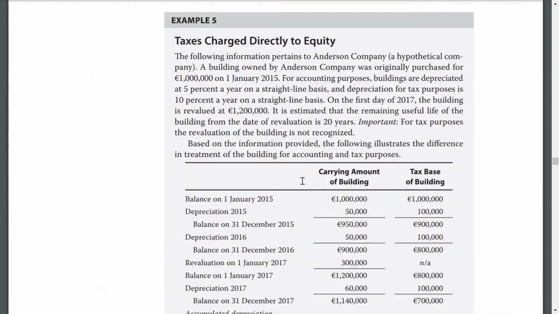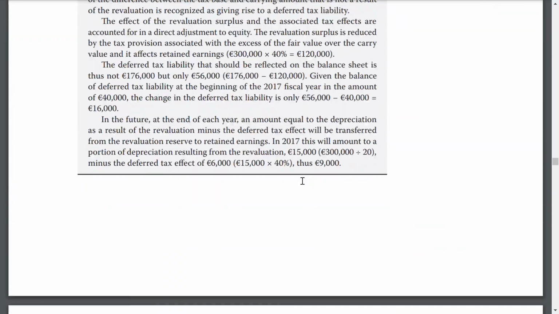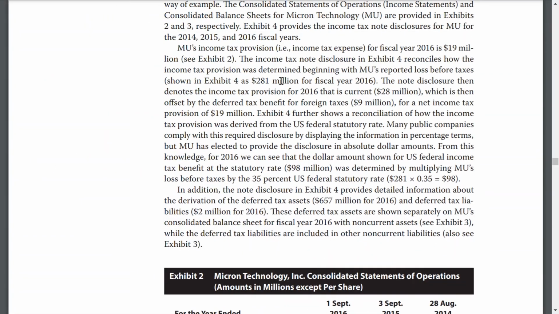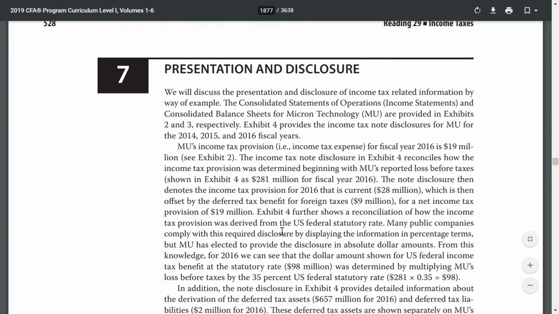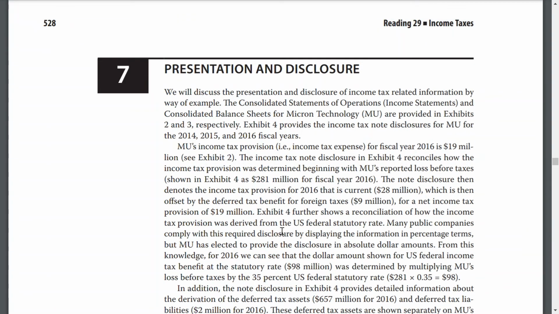Here's an example. Presentation and disclosure. We will discuss the presentation and disclosure of income tax information by way of example. The consolidated statement of operations and consolidated balance sheet of Micron Technology are provided in Exhibits 2 and 3 respectively. Exhibit 4 provides the income tax note expenses for MU for 2014, 15, and 16.